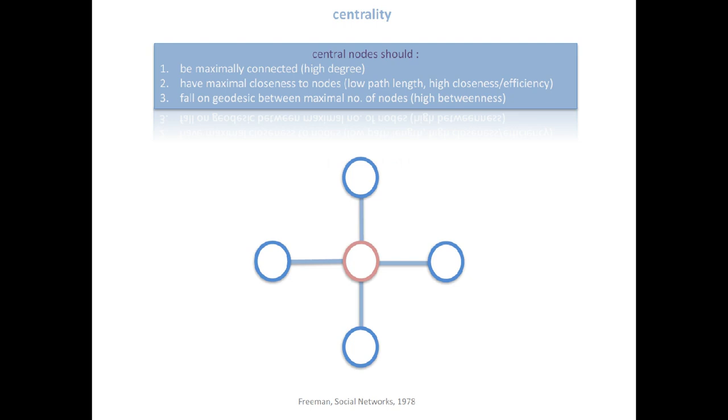The other thing is that it's maximally close to other nodes. It's only one connection away from every other node, so it has a very short average path length to other nodes. You can think of this as being topologically close, so it has high closeness to all the other nodes. And the other thing is that it falls on all the shortest paths between nodes. The shortest path between this node and this node has to go through this red node. Same for the others. So the third property is that it falls on the shortest path between nodes.